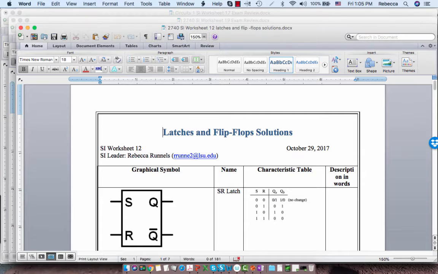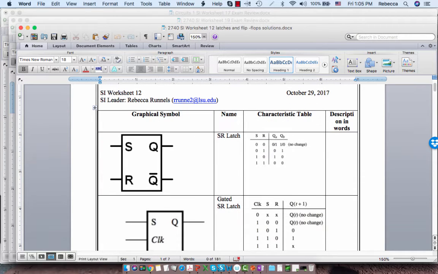So we're going to look at the characteristic table of the different latches and flip-flops to remind ourselves of what they do. So the SR latch, the characteristic table shows us that, and we'll just look at Q. Q bar should just be the opposite of that. So if the S and R are both 0, there should be no change.